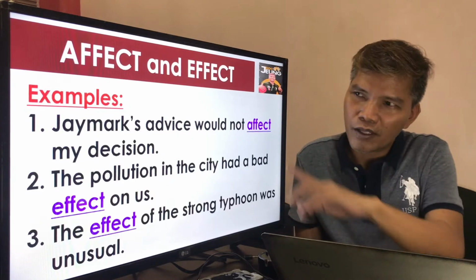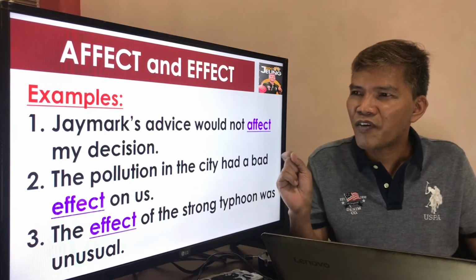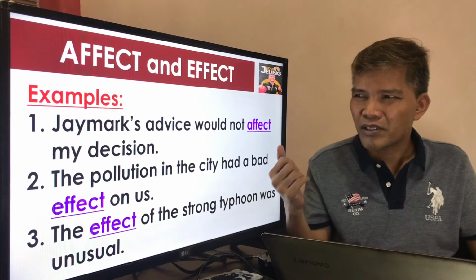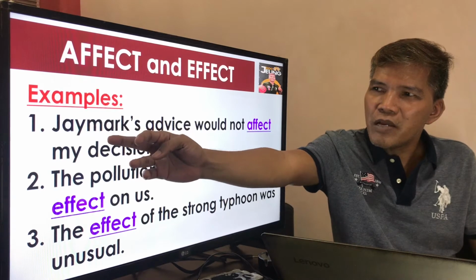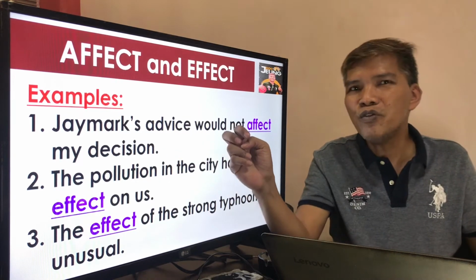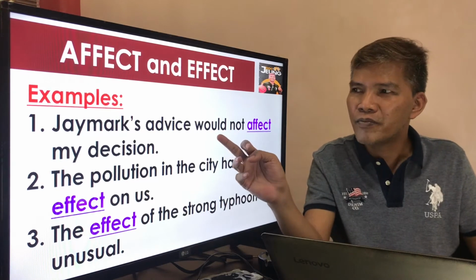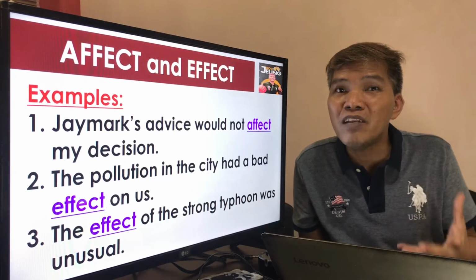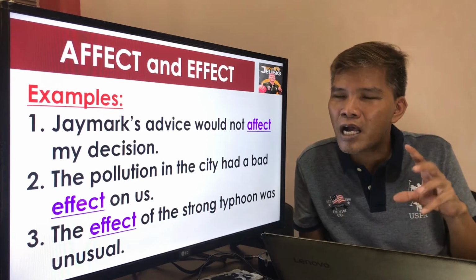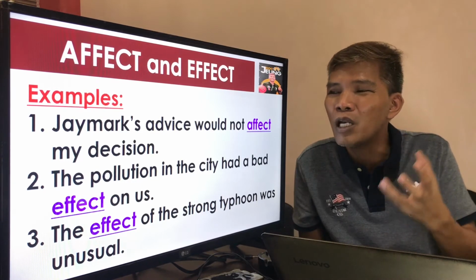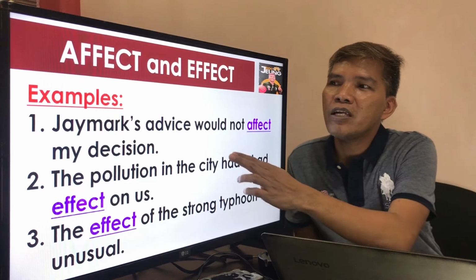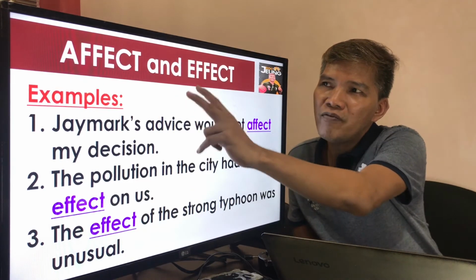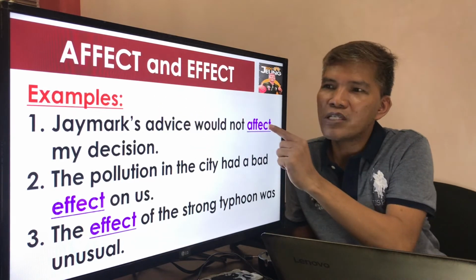Like for this example, J-Mark's advice would not affect my decision. Why do we use affect? Because our subject is J-Mark's advice, and there is a verb, would. Would is a helping verb, an auxiliary verb. It needs a main verb. Always auxiliary or helping verbs need a main verb in the sentence. You cannot use them alone in a sentence as a verb. That's why they call them helping verbs. Their function is to help always with the main verb. So we need a main verb, and between the two, the verb is affect. That's why we use affect.